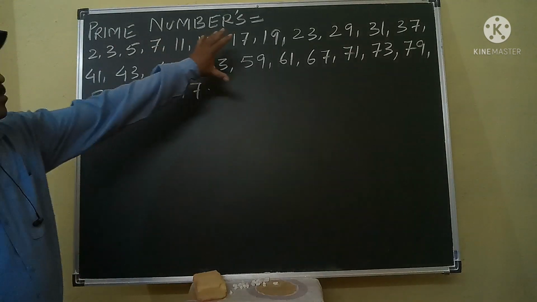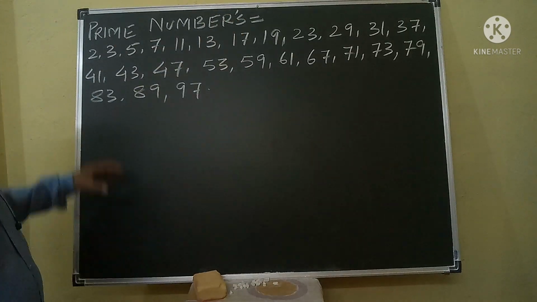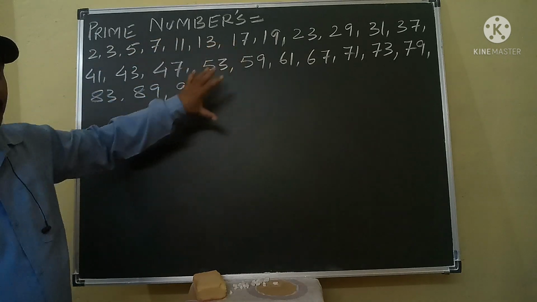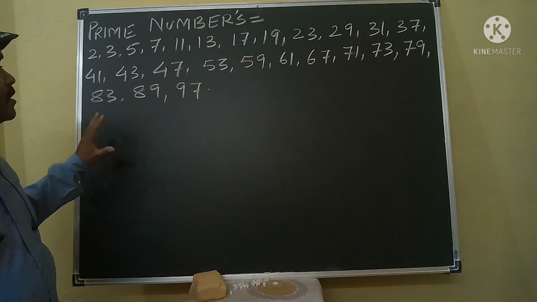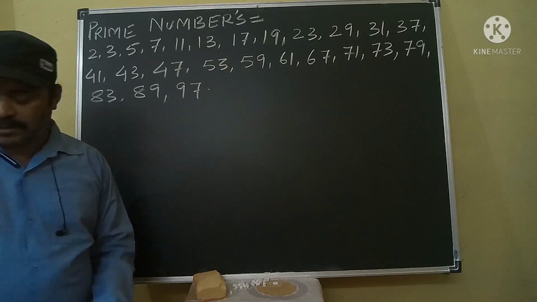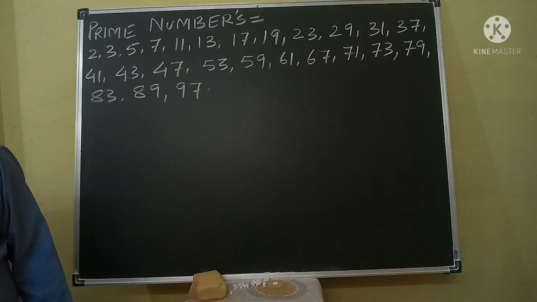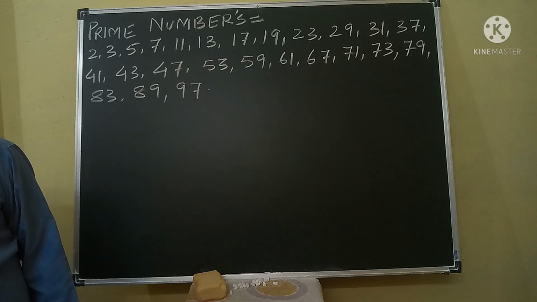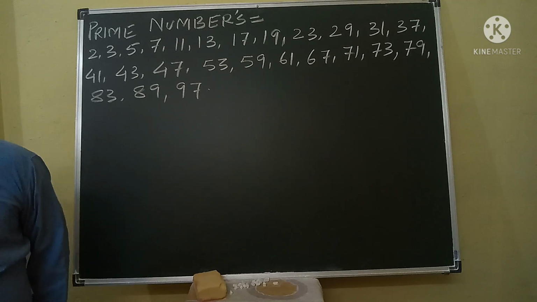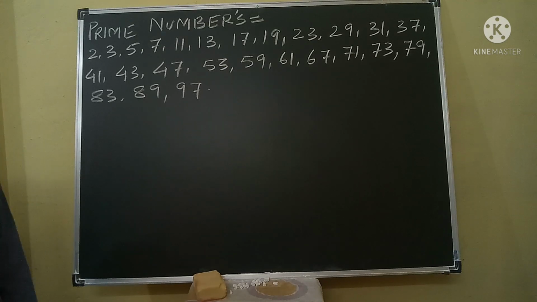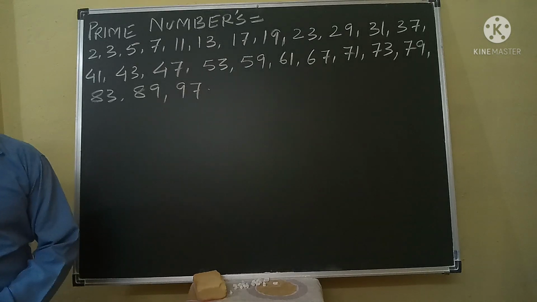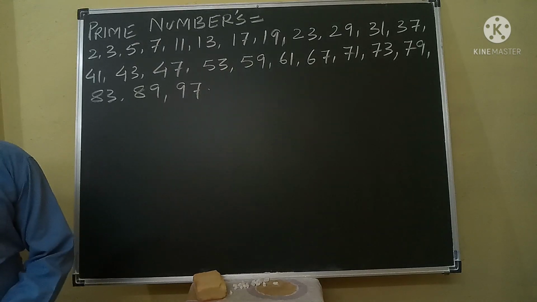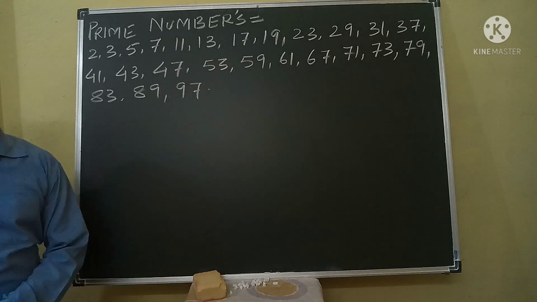There are some prime numbers. By the help of these prime numbers, we can find the answer of the following question. As you can see in question number 6, express the following as the sum of two odd primes.